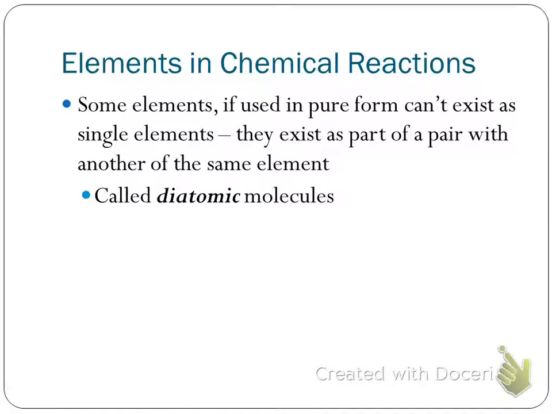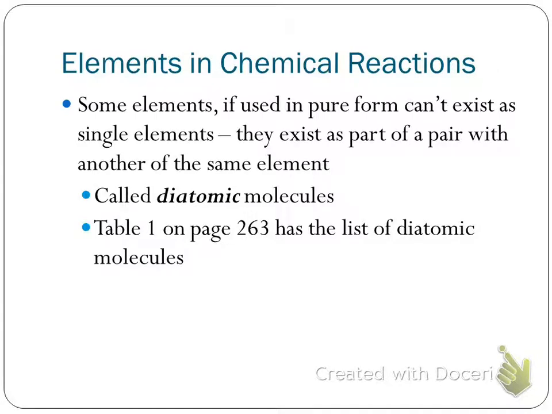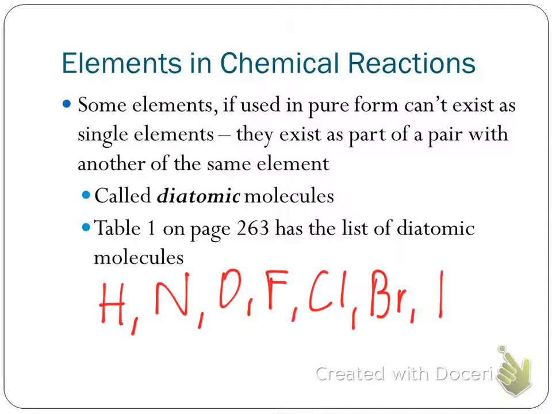Okay? The elements that fall into this category, these diatomic elements or diatomic molecules, I'm just going to tell you because your book doesn't have this page anymore. This is the old textbook. Okay? Hydrogen, nitrogen, oxygen, fluorine, chlorine, bromine, and iodine.